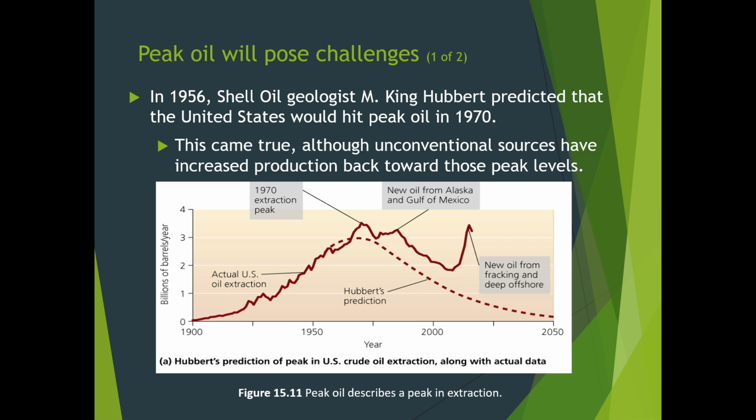And in 1956, this guy M. King Hubbert predicted the United States would hit peak oil in the 1970s. He was almost spot on. And remember, peak oil is right here on top of the bell curve, right? And he was almost spot on. So it would have been right here at the top. Okay, that would have been the peak oil.